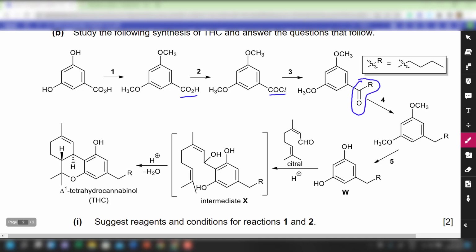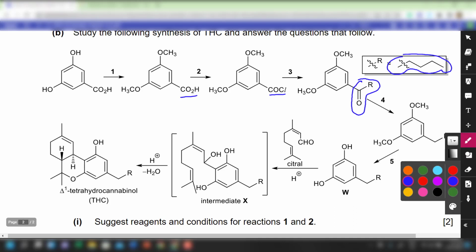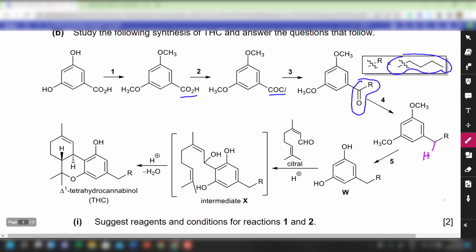So this is the R group. It has a long chain over here. And then after that, you notice that the ketone undergoes some sort of a reduction. How do I know it's a reduction? Because the oxygen is being removed, and then that original carbon is being replaced by 2 H's. This is a reduction which is not in your syllabus. You have not learned it.